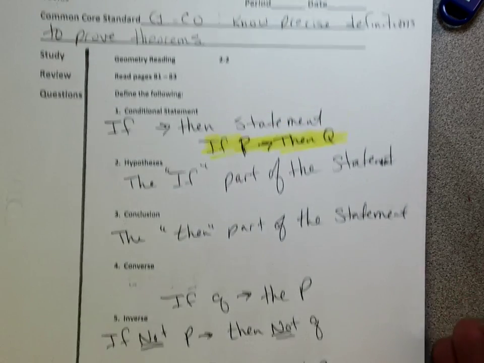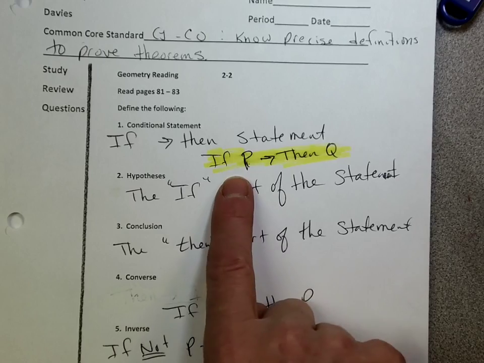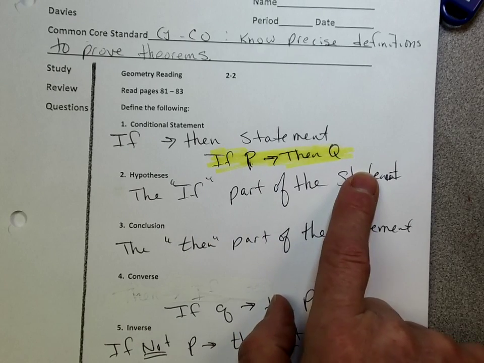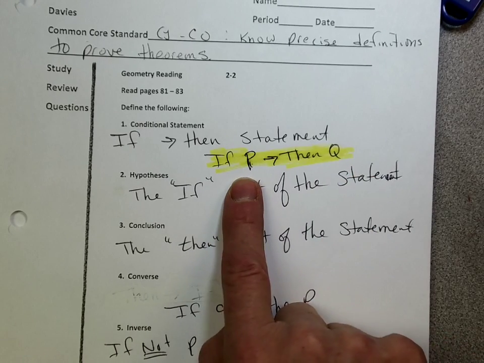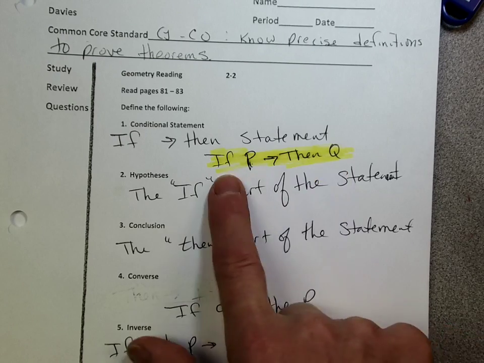So today we're going to be talking about conditional statements. They're called if-then statements, all right? So if P, then Q. P and Q could be any statement. For example, probably the best example is if an angle is 90 degrees, then it is a right angle. That would be an if-then statement.